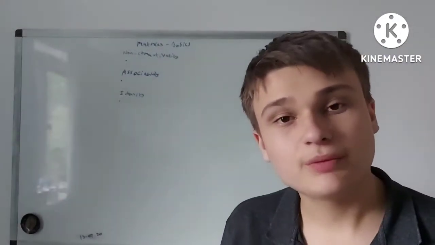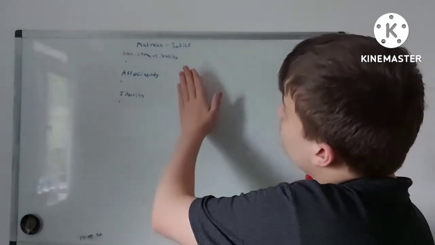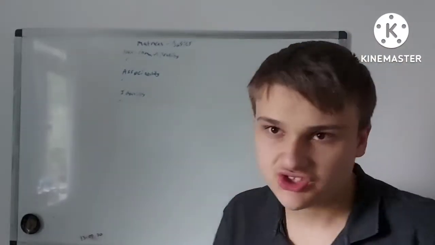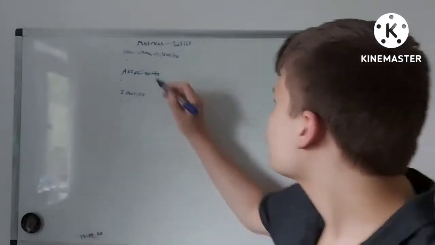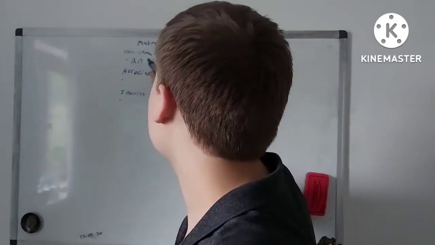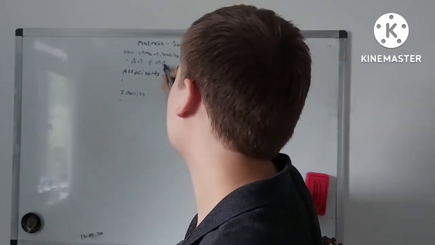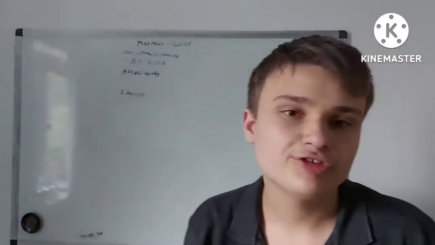Okay, so next we're going to have a look at matrices. If we're going to look at the non-commutativity of matrices, what that means is that A multiplied by B is not equal to B multiplied by A. Whereas with normal numbers, AB is typically BA the other way around. A 2 times 3 is the same as 3 times 2.